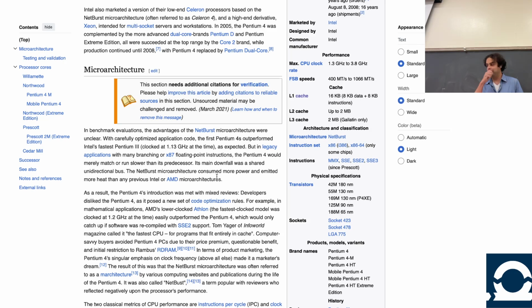So for those counting at home, right? Going from 90 to 65, that's one shrink. 65 to 45, that's two shrinks. 45 to 22, three shrinks. 22 to 14, four shrinks. 14 is kind of the place where Intel's technology fell off the rails.